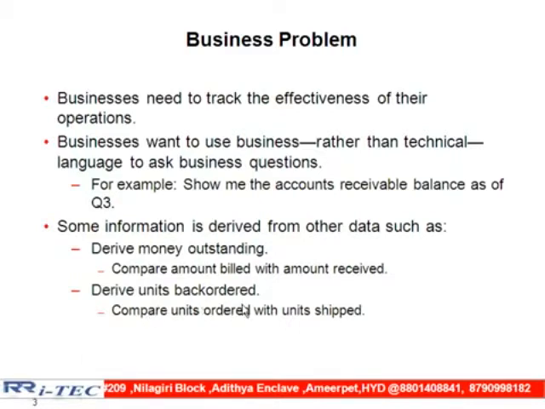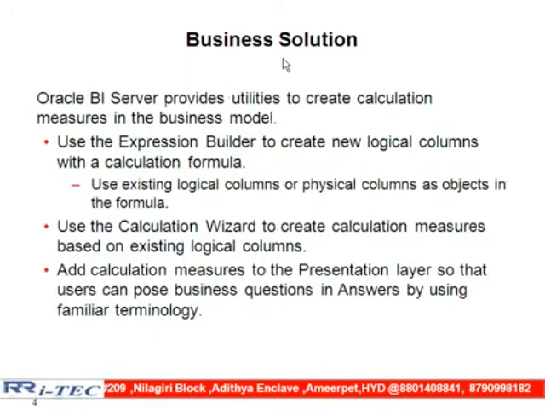Next, derive units back ordered. Compare units ordered with units shipped. That means how many pending orders are there? You come to understand if you compare these 2 things. What I am trying to say is that some calculations are derived from existing columns, correct? One calculation is derived from existing columns. Like that, we want calculations here. All these business problems we can solve using the business solution.